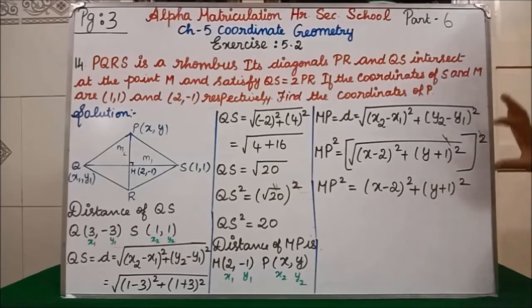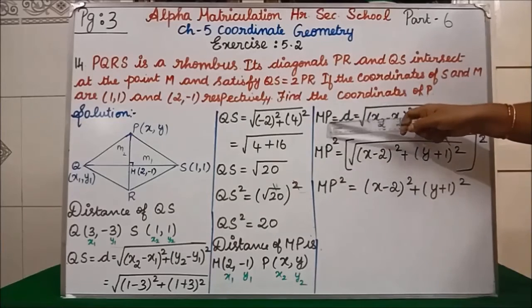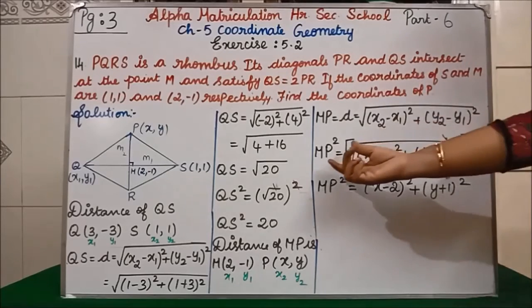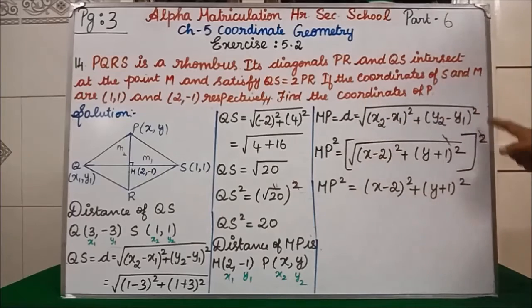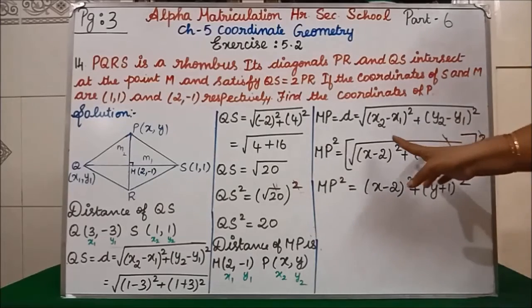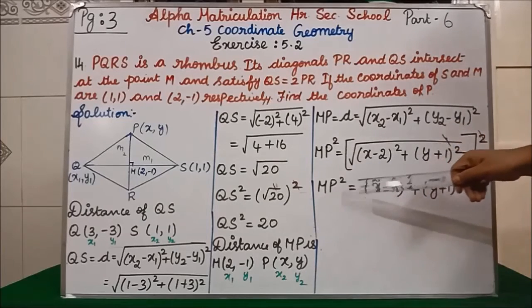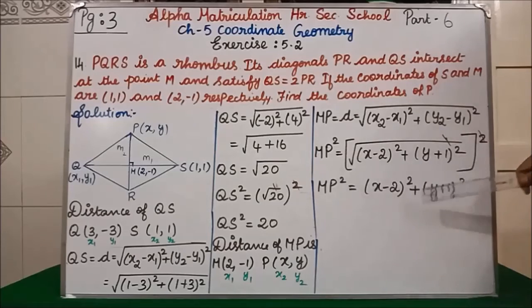Next step, we are squaring on both sides. Here MP is there, but we are writing MP square, because we are squaring the LHS and the RHS. So MP square is equal to this full expression whole square. Now the square and square root will get cancelled, and the remaining terms inside stay as they are. So I am writing the terms the same. Now MP square is equal to (x minus 2) the whole square plus (y plus 1) the whole square.